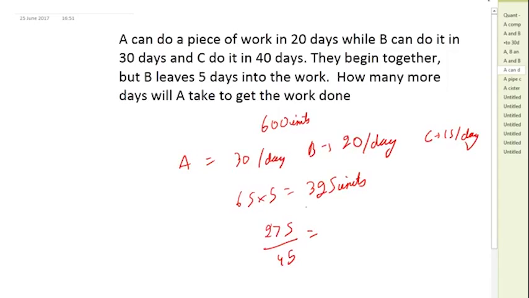And whatever that number comes to, if you do it, 55 by 9, or roughly 6 point some days. Right? So this is how much time they would take to complete the work.